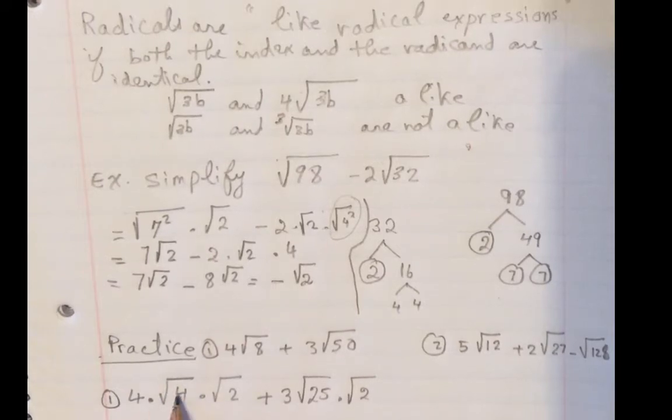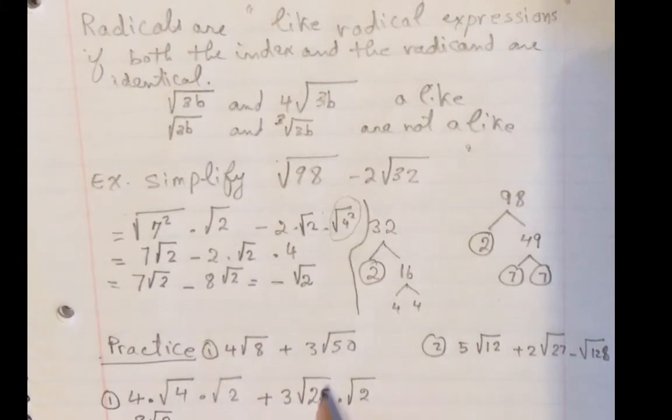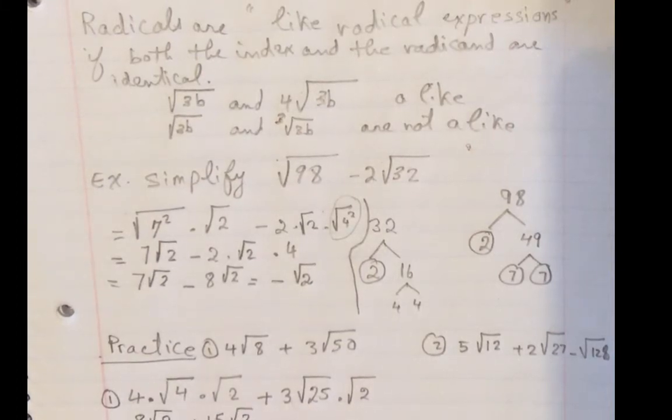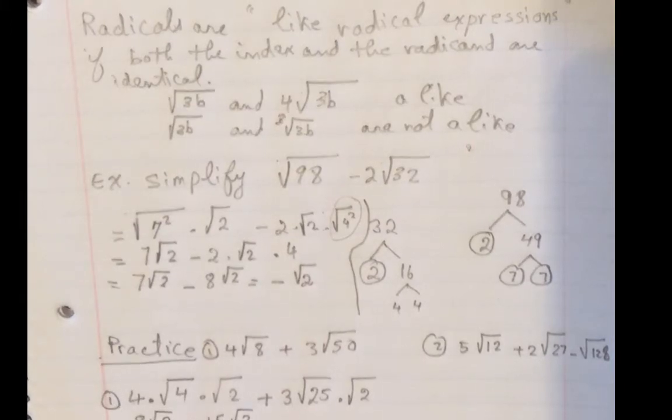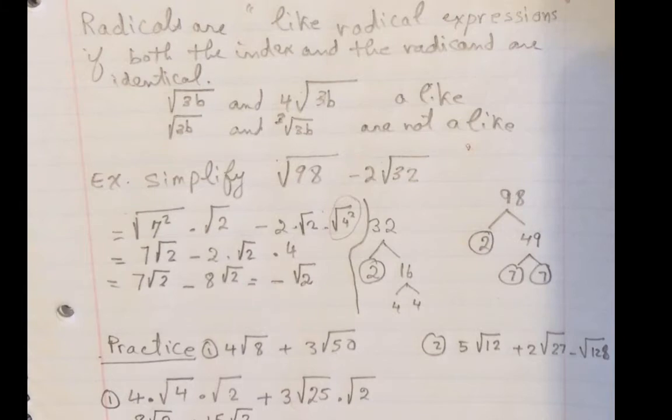Square root of 4 is 2. 2 times this 4 is going to give you 8 root 2. Plus root 25, that's 5. 5 times 3 is 15, square root of 2. So now 8 root 2 and 15 square root of 2, these are like terms. I have 8 of something plus 15 of the same thing, so we can combine them, we can add them. 8 plus 15, we get how many? 23 of the same thing. So 8 of something plus 15 of the same thing is going to be 23 of that thing.